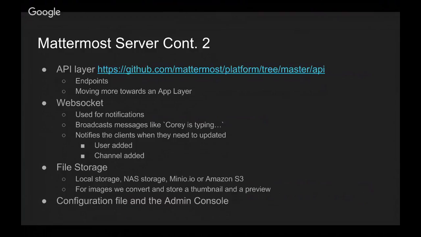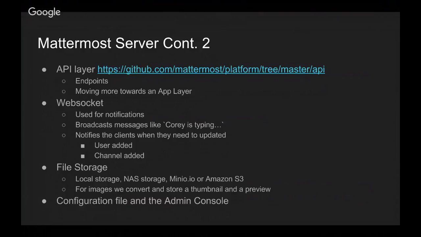Some other interesting stuff to talk about: file storage. We use file storage for when you upload files onto a post. That could be any type of file, but also images. Images for us are a special case because we do some extra work. We support local storage, or basically writing to a directory, which is great for very simple single server installs. We also support NAS storage, and cloud storage like Minio or even Amazon S3. That works great in high availability mode, where you have multiple servers and want to write those files all to the same location.